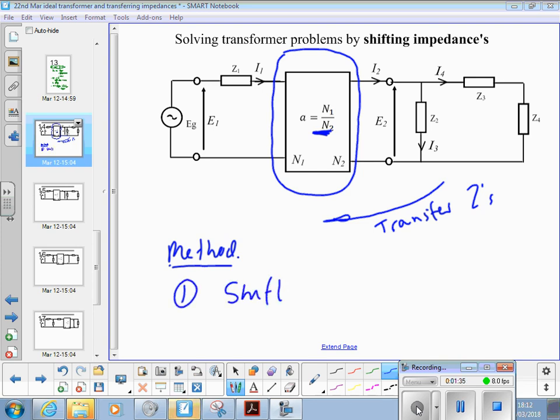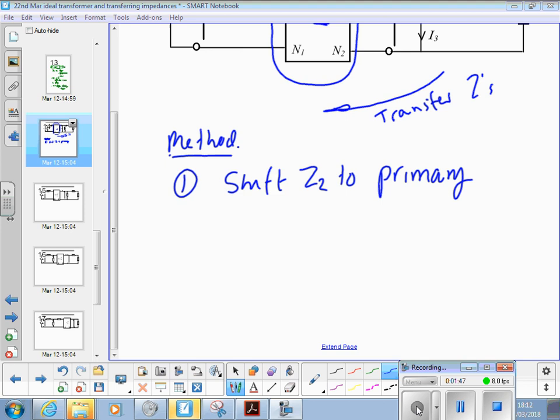One, shift Z2 to primary. We can do that by saying Z2 dash, that means Z2 transferred to the primary, is equal to A squared times Z2.